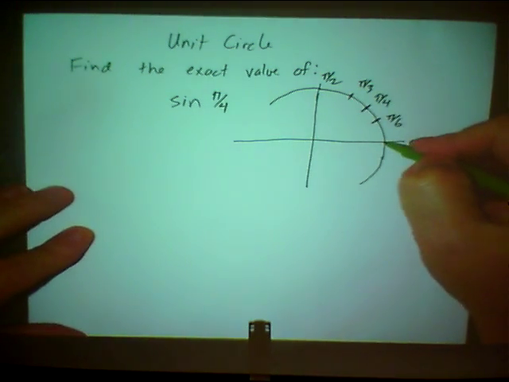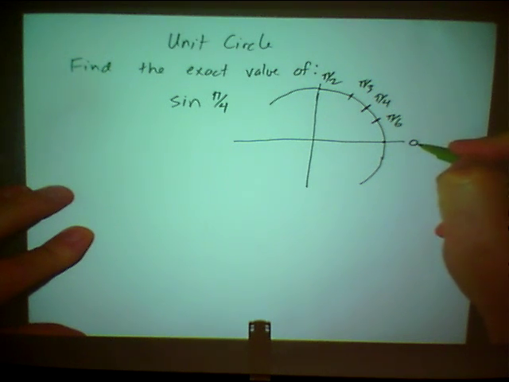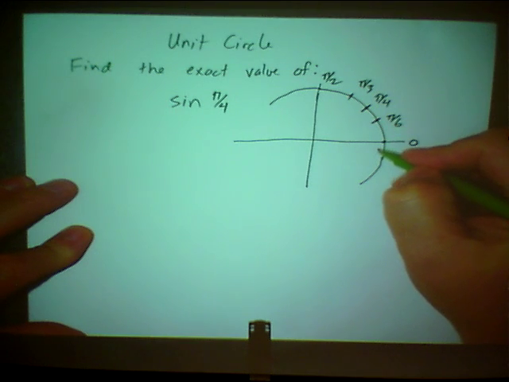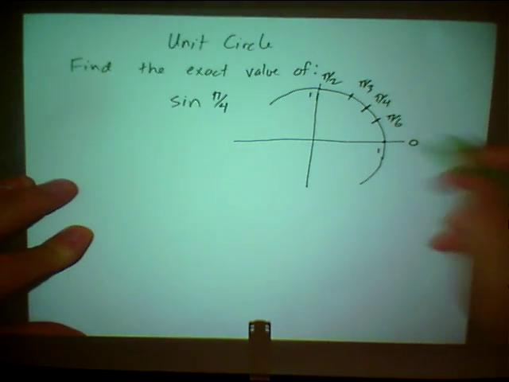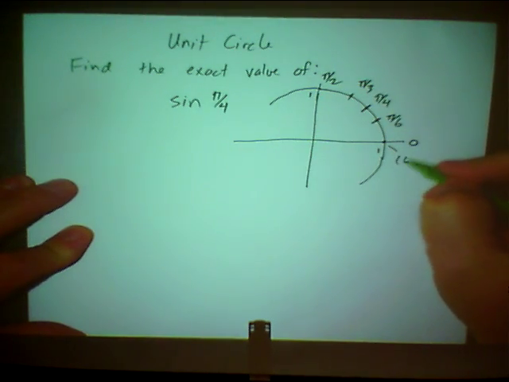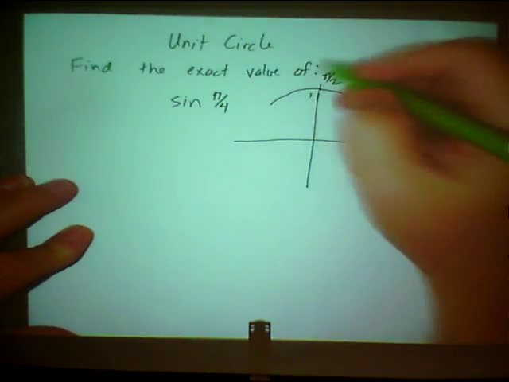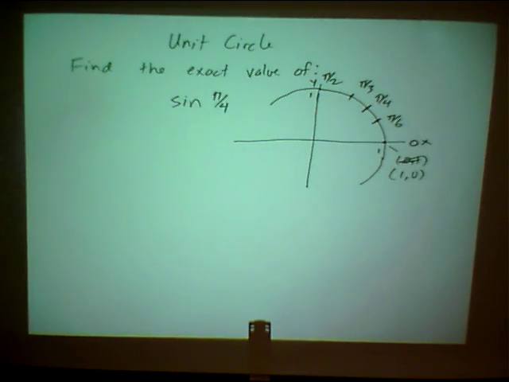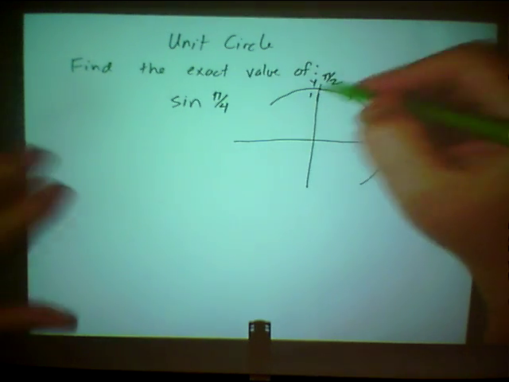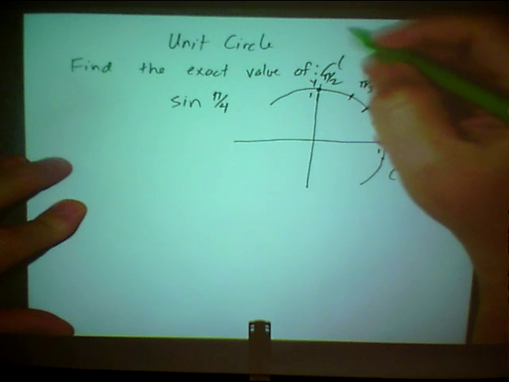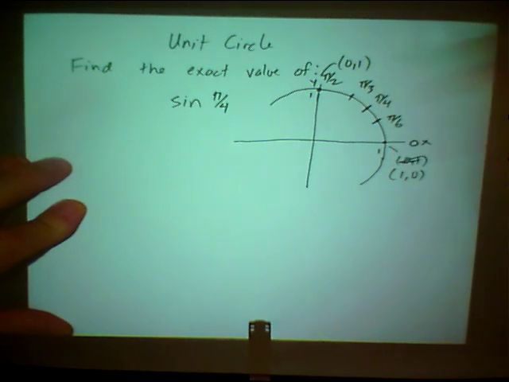So down here, when the angle is 0, since it's a unit circle, this point here is 0, 1. Whoops, sorry. 1, 0. X is 1, y is 0. There's x, and there's my y coordinate. Up at the top, that point there is 0, 1.